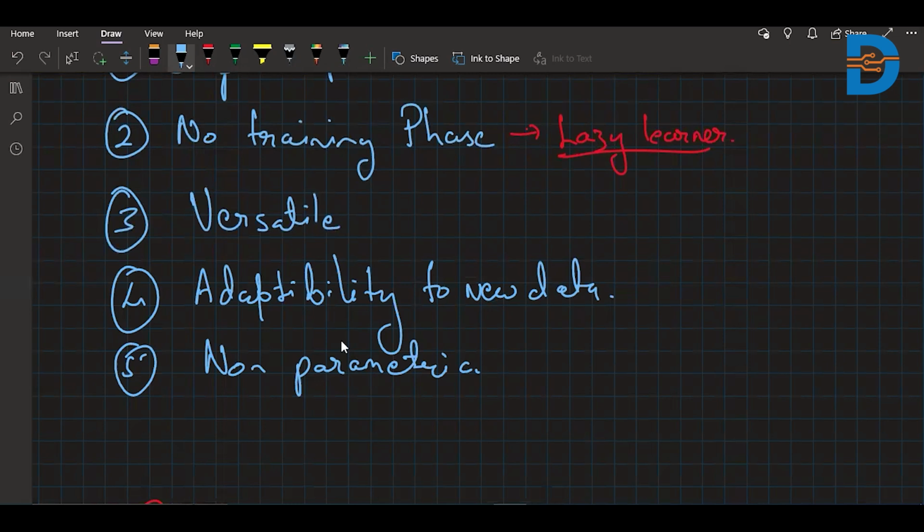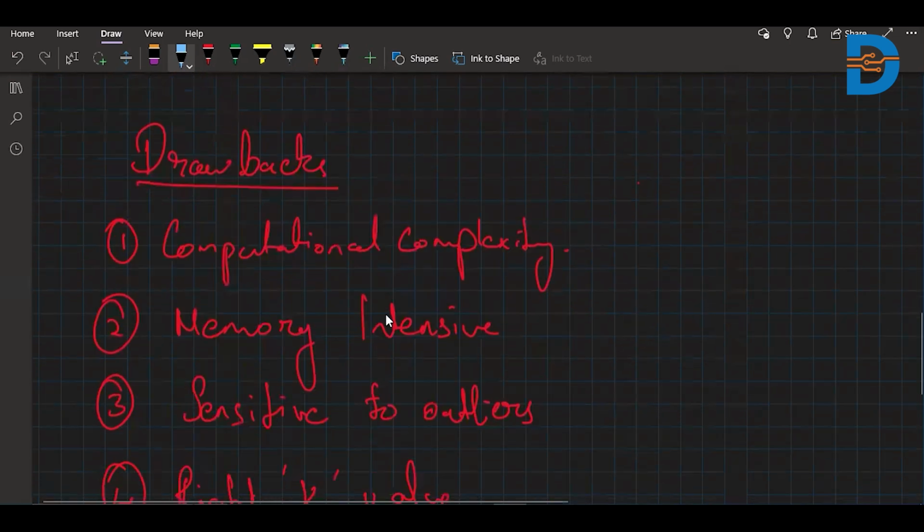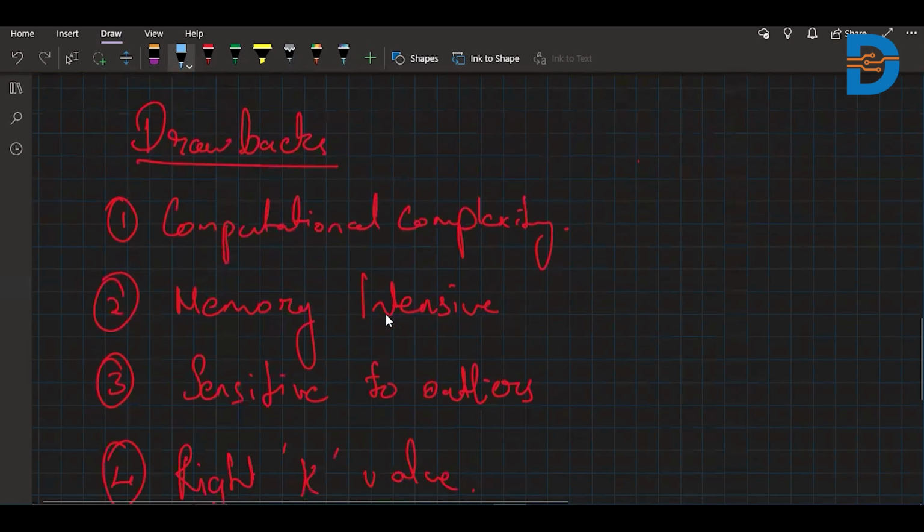It does not require it to be a normal distribution like some other algorithms do. Right? So these are a few of the benefits of the algorithm, and with that set of benefits also comes a set of drawbacks as well. So first of all, the computational complexity, right?